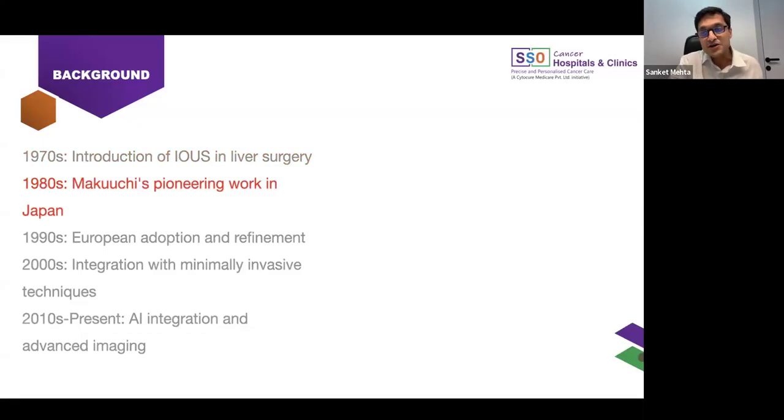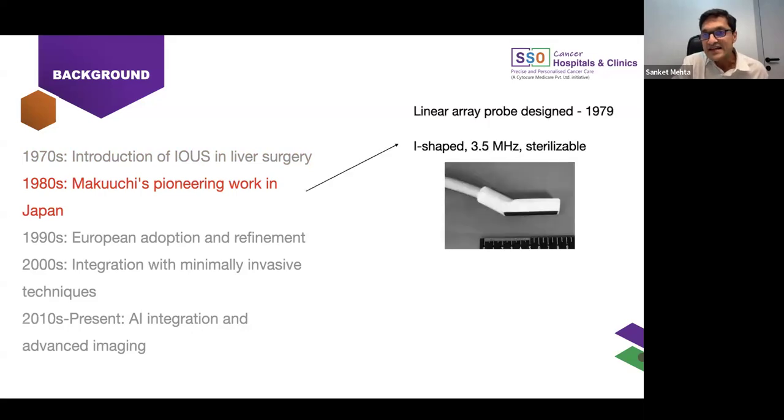And then the pioneering work of intraoperative ultrasound was actually done by Professor Makuchi from Tokyo, Japan. And this was done in the 80s. He is singularly responsible for a lot of innovations that we see today, including the linear array probe, which he was involved in designing along with Hitachi Aloka, which is now Fujifilm, of course, in 1979. It was an I-shaped probe with just one frequency of 3.5 megahertz, but was the first sterilizable probe in the world. It had a very small footprint, which allowed for intraoperative ultrasonography.